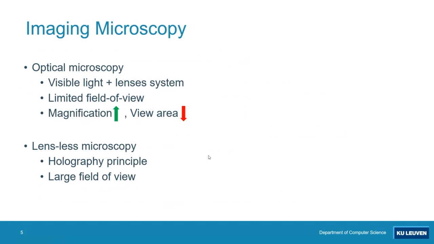When we are doing multiple experiments at the same time, it becomes more important that we have good monitoring and control of the experiments. To be able to do this, we need the support from image microscopy, which can help us to see what is going on during the experiment. Optical microscopy, which combines visible light and a system of lenses, is widely used in the labs. However, it has a limited field of view, and the bigger the magnification, the smaller the view area becomes. On the other hand, lensless microscopy, which uses the holography principle, is becoming an interesting research direction to obtain a large field of view.